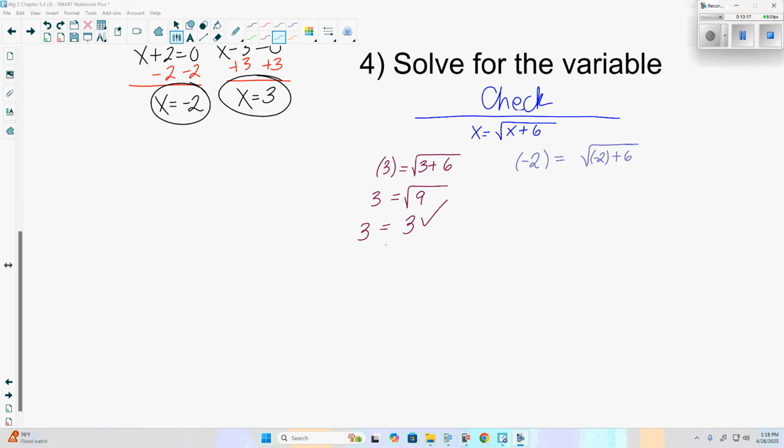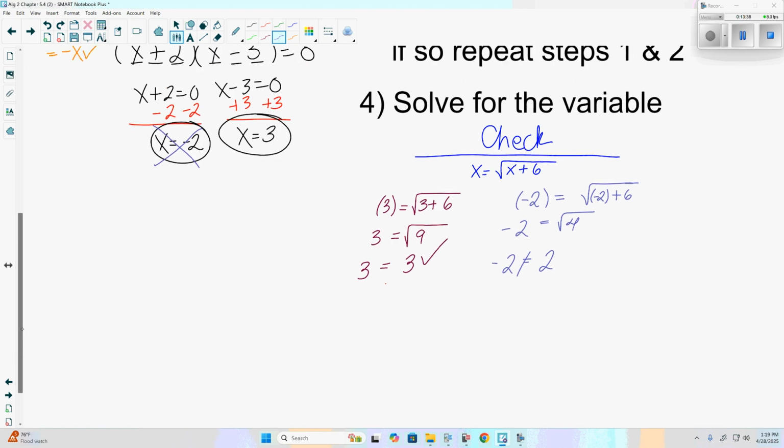All right. The right-hand side is just going to be negative 2. Left-hand side, negative 2 plus 6 is 4. Now, square root of 4 is 2, but negative 2 is not equal to 2. So it tells us x equals negative 2 does not work.